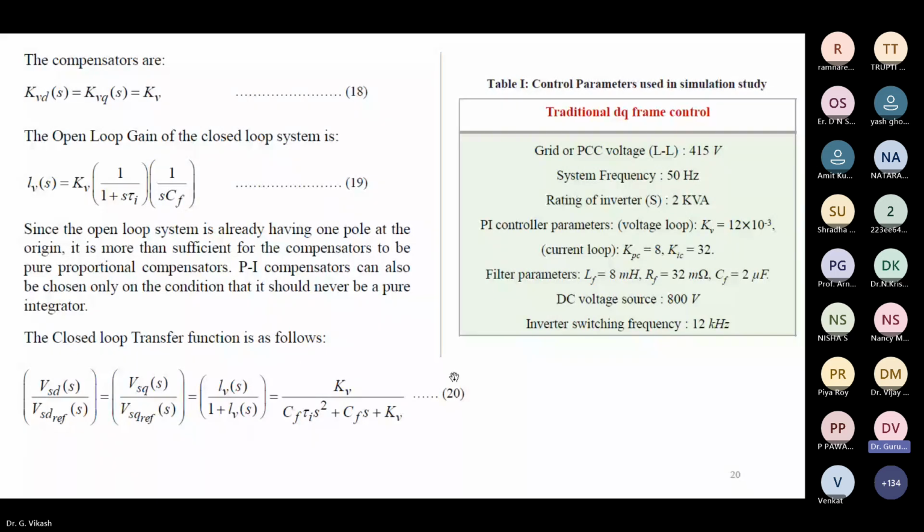Here table 1 shows the traditional DQ frame controller. The grid or PCC voltage is 450 volts, and the system frequency. This table 1 shows the control parameters used in the simulation study.